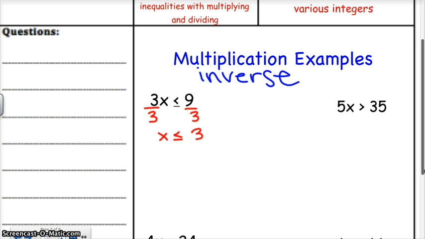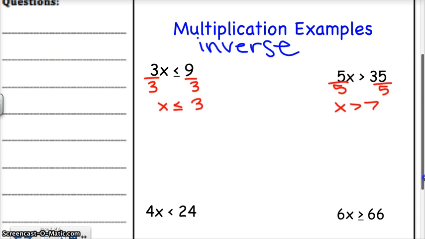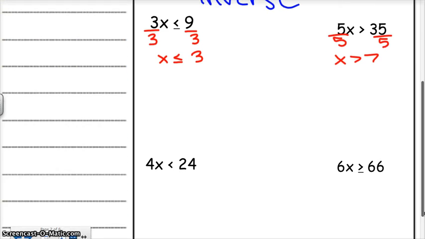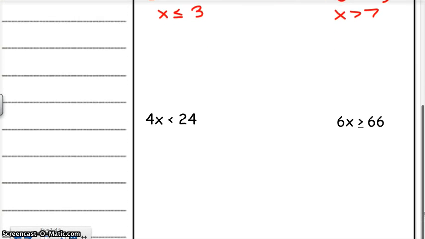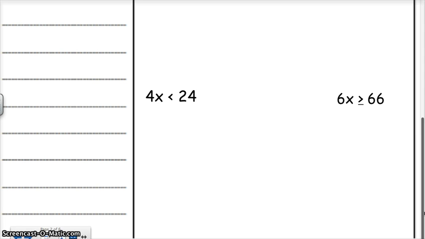All right, the next one, 5x is greater than 35. How do I move that 5? Divide. 5 times x. The inverse of times is divide, so I'll divide both sides. X is greater than 7. Next one down, 4x is less than 24. That's 4 times x. How do you move times? Divide. I know it's seeming tedious, like I'm doing too many little steps.